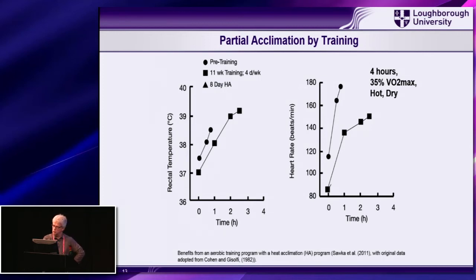But training, of course, pushes up your body temperature each time and therefore also stimulates in part your acclimation. And then when they added a hot-dry training plus acclimation regime, you see then rectal temperature has come down quite a lot and people are actually able to fulfill the 4-hour requirements of the test here. So training is partial acclimation.